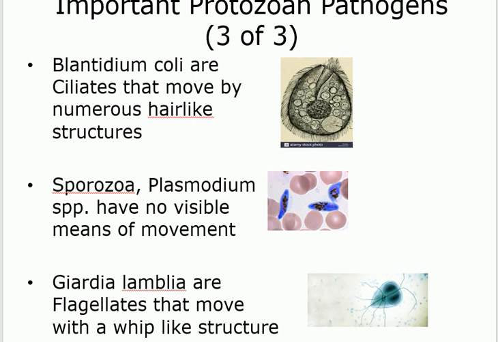Next type, and again we're talking about how they move, right? The next type moves using cilia. They have cilia, which are hair-like structures, and this is how they move. The example of that is Balantidium coli. This is something that lives in the colon, and this is where the name came from, Balantidium coli. And just remember that it moves by cilia. Okay?